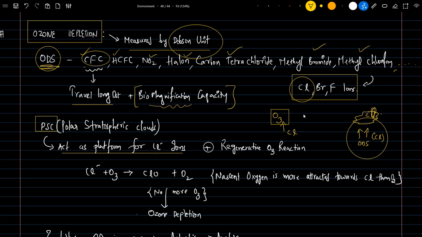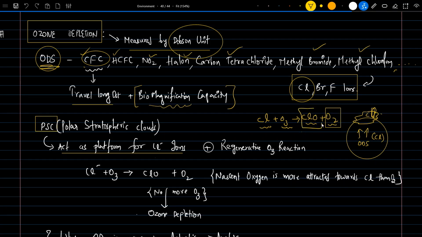reacts with ozone? This leads to the formation of ClO plus O2. Simply, Cl plus ozone leads to ClO plus oxygen. Cl we are getting from the ozone depleting substance, and ozone is already present in the stratosphere. So one free radical oxygen of O3 gets attached to chlorine and oxygen is separated. So ClO is forming.